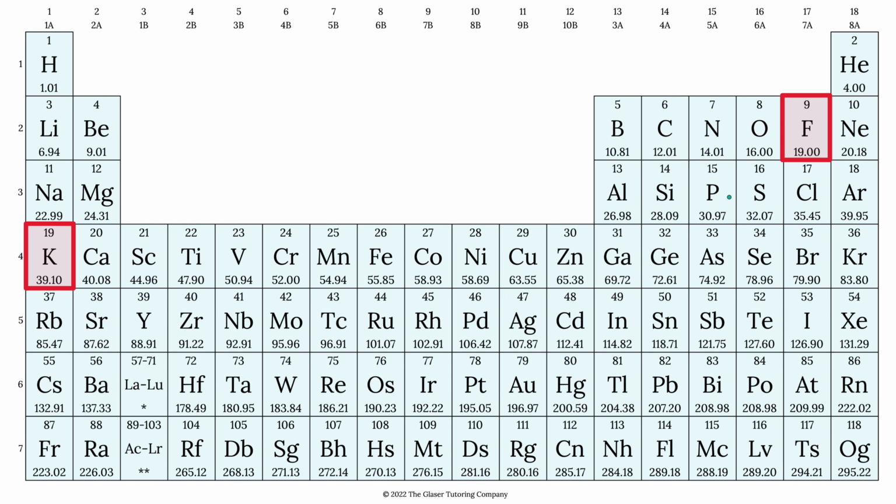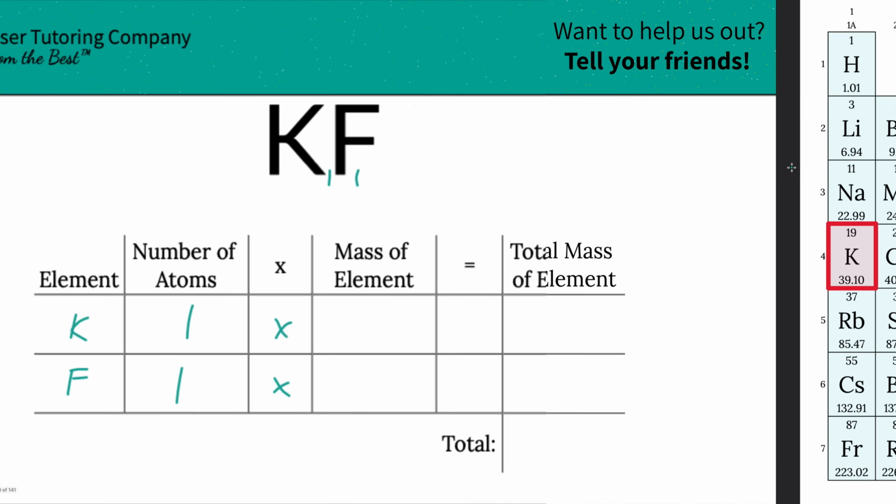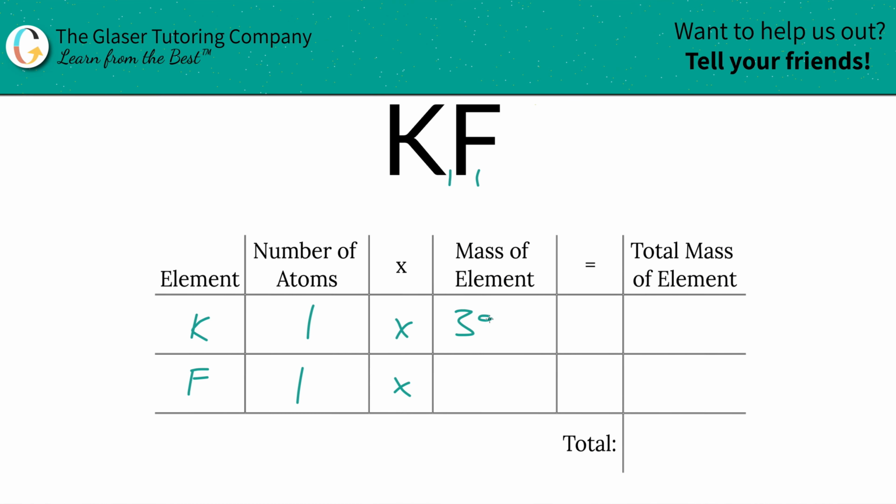So potassium is 39.10, fluorine is 19. So let's write them on in. So this is 39.10, and this was 19. Then to find the total mass of each element in the compound, we're simply going to multiply this row together, right? So that's going to be 39.10. This is 19.00. And then all we have to do to find the total mass of the compound is just add this column on up, right? And this is now going to work out to be 58.10. And there you have it. That's the first step of the process, the total mass of the entire compound.